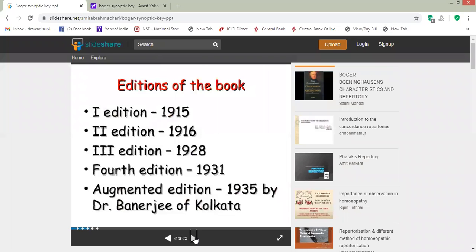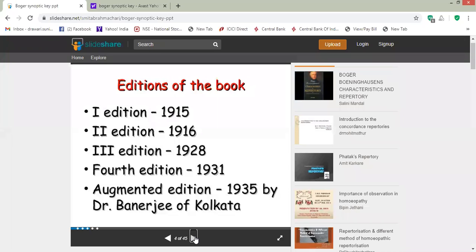There are five editions actually of this book, of this repertory. The first edition was published in 1915. The second edition was published in 1916, third edition in 1928, fourth edition in 1931, and augmented edition in 1935 by Dr. Banerjee of Kolkata. So in this way, there are five editions.